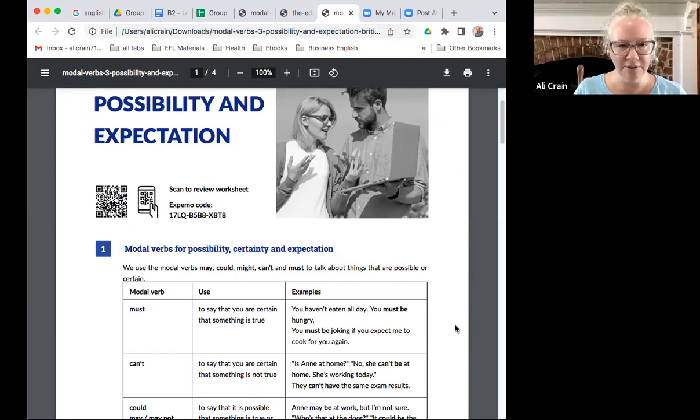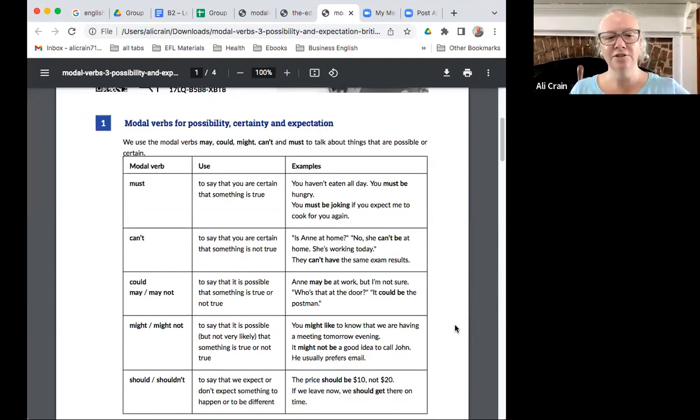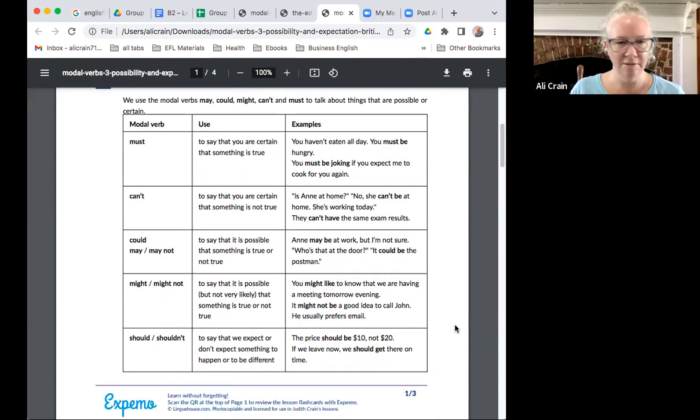Let's look at this. We're going to read this information about modal verbs for possibility, certainty, and expectation. So we use the modal verbs may, could, might, can't, and must to talk about things that are possible or certain. Elena, will you read the must and the can't lines, please?